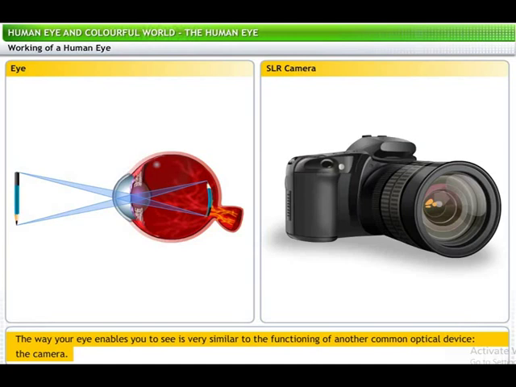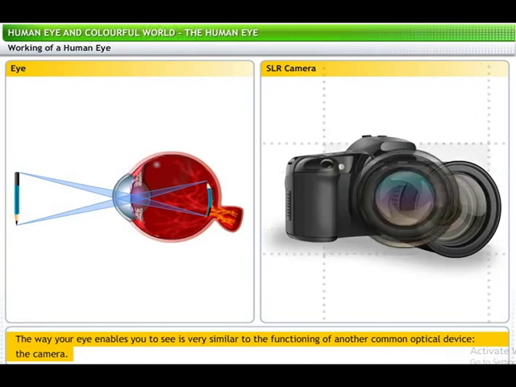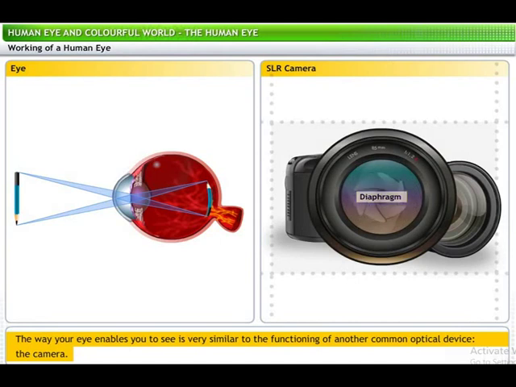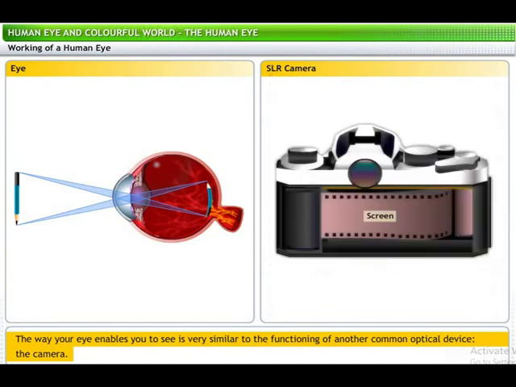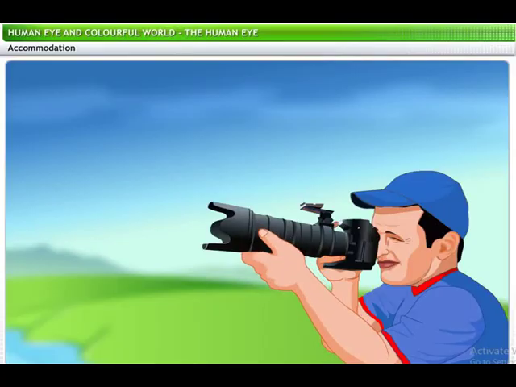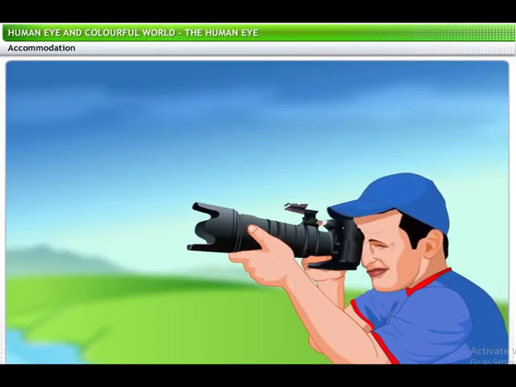Similar to the iris in the eye, a camera has an iris diaphragm to control the light entering the camera. The screen that contains a photographic film in a camera is similar to the retina in the eye. When we use a camera to ensure clarity of images, we adjust the focal length of its lens based on the distance of the object.